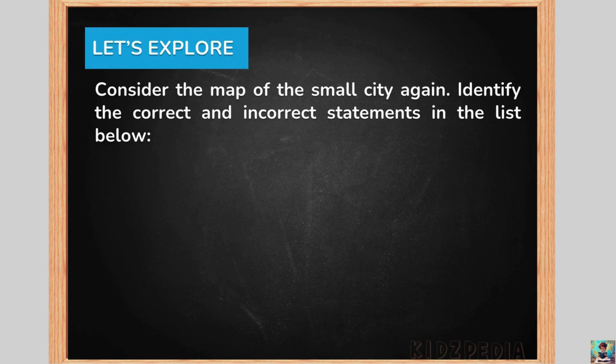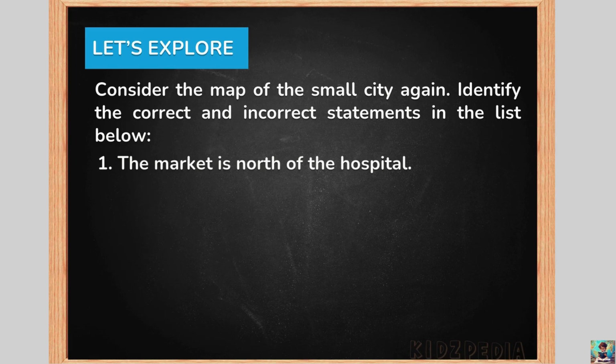Let's explore. Consider the map of the small city again. Identify the correct and incorrect statements in the list below. First one is, the market is north of the hospital.